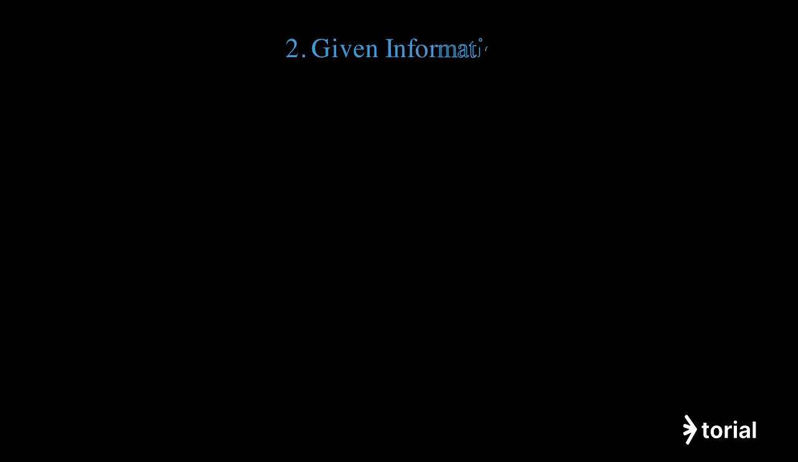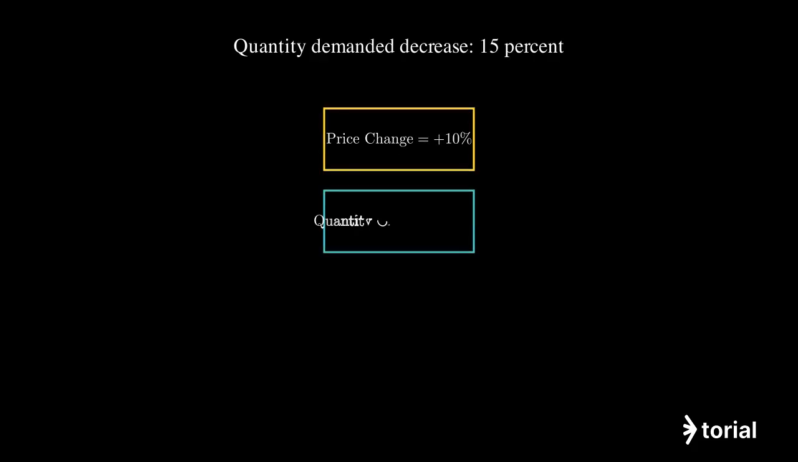Let's organize the information we have about this coffee price scenario. The price of coffee increased by 10%. As a result, the quantity demanded fell by 15%. We have a positive 10% price change and a negative 15% quantity change.